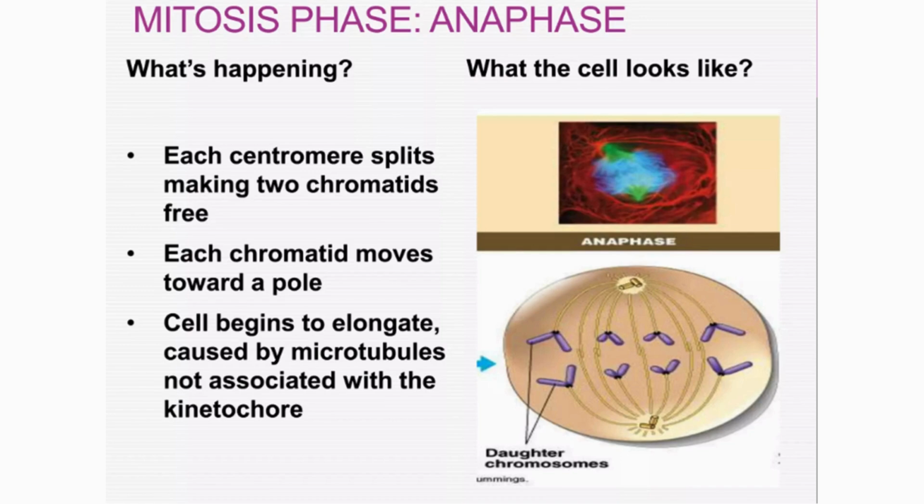Okay, the next step is the anaphase. It shows that all the sister chromatids separate in the anaphase and move to the opposite poles of the cell. The diagram shows that each centromere splits, making two chromatids free. Here you can see that all the chromatids are free and move toward opposite poles. Each chromatid moves toward a pole and the cell begins to elongate. It means the cell increases in size, caused by microtubules not associated with the kinetochore. Here the microtubules are not associated with the kinetochore, but only work to elongate the cell.